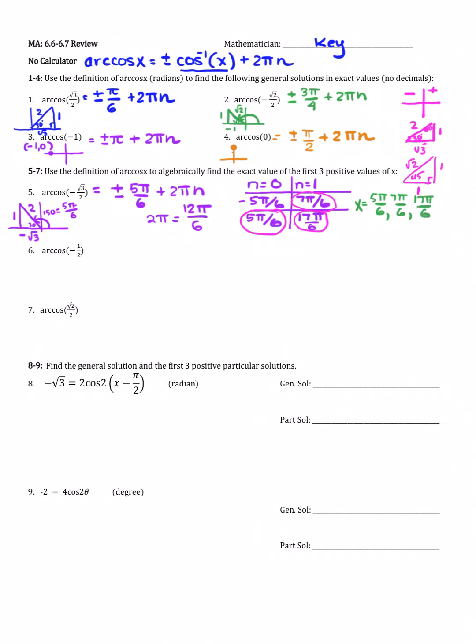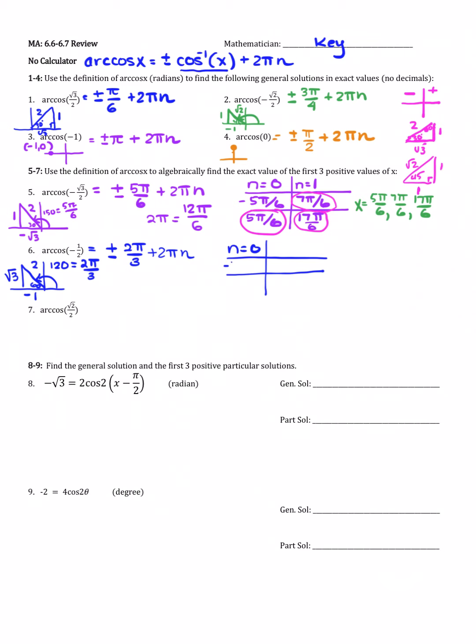Now if I have the negative 1/2, again that's negative, so it's going to be in the second quadrant, negative 1 over 2, that makes this a rad 3. So this is a 60-degree reference, which makes my angle 120, which in radians is 2 pi over 3, because pi over 3, 180 divided by 3 is 60, 60 times 2 is 120. So my general is plus or minus 2 pi over 3 plus 2 pi n. And again, we want to find the first three positive.